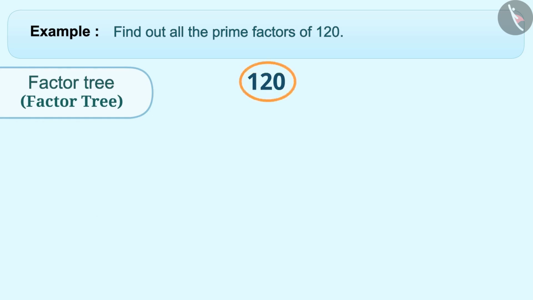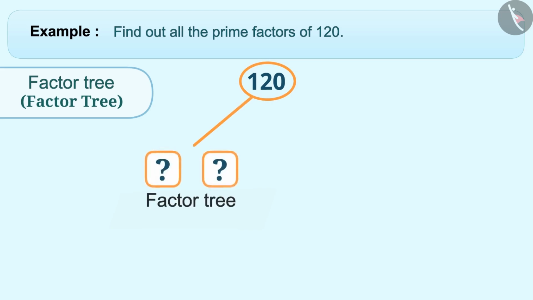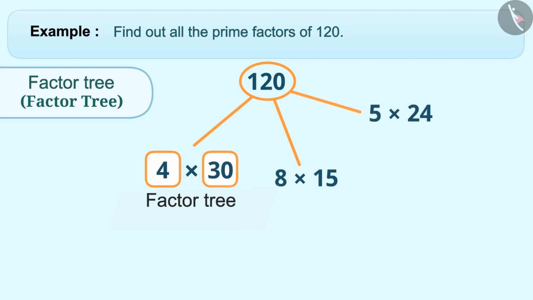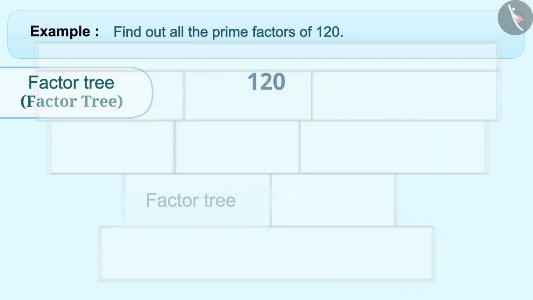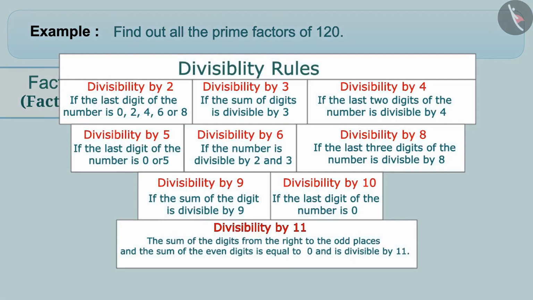First of all, we will find out the factor pair of 120 whose product is 120. There can be many such pairs like 4 and 30, 8 and 15, 5 and 24, etc. If you feel any difficulty to find the factor pair, then you can use divisibility rule to find it out easily. Please read these rules by stopping the video.